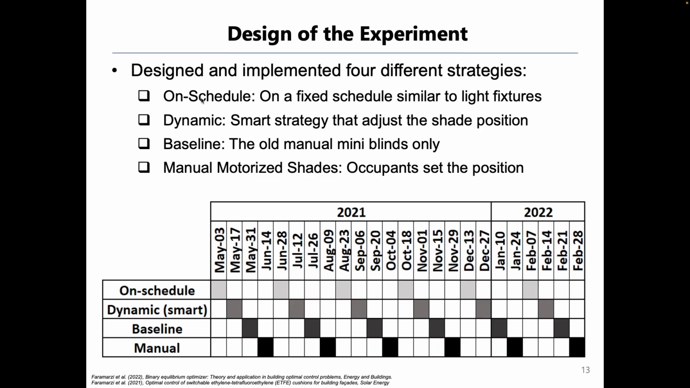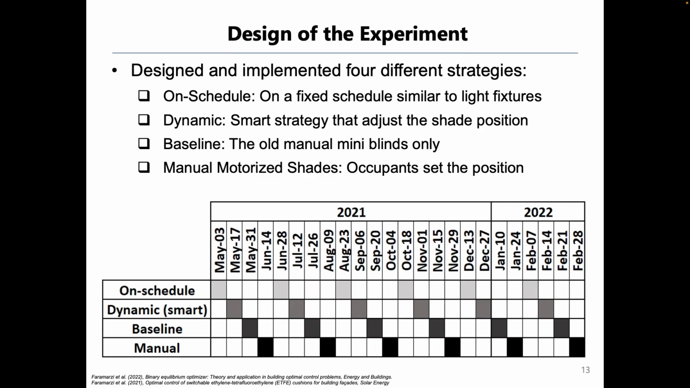The on schedule strategy is very similar to what you see in most commercial buildings for the lighting fixtures, meaning the shades go up or down at certain times. Also through the day, it could go up and down, but these are all predefined for the 2 weeks that we ran the model. The dynamic or smart strategy looks at outdoor condition, indoor condition, occupancy, and so many factors to make sure that we get the best savings possible. But in reality, a lot of times, if you have the smart solution, it may not be the best because you might fight with the occupants in terms of their preferences.